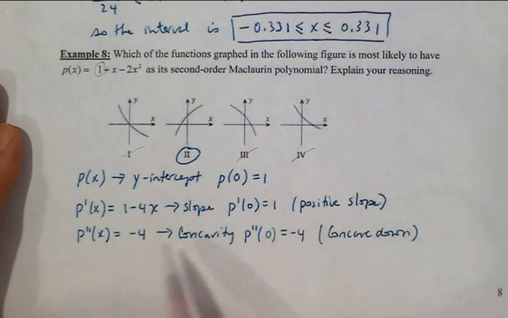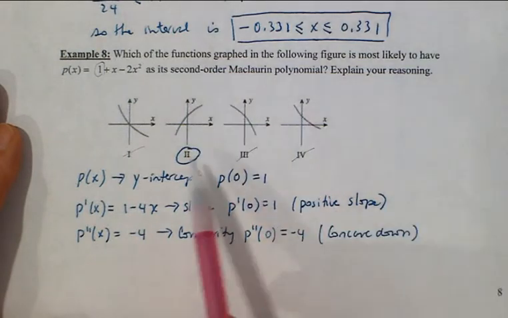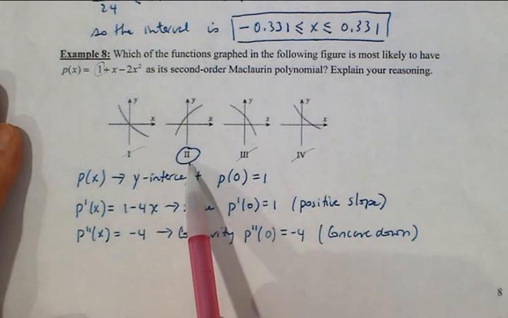And then I just want to make sure and check this last restriction is met. The concavity should be concave down, and this is concave down. So the correct answer on here would be Roman numeral 2.